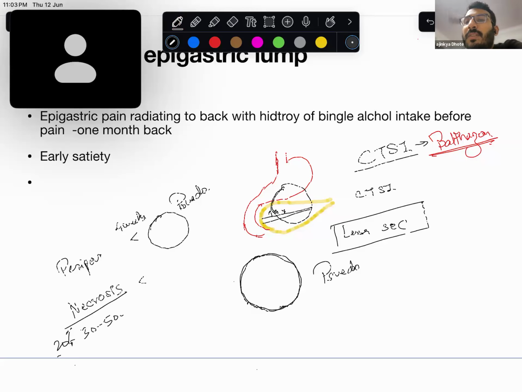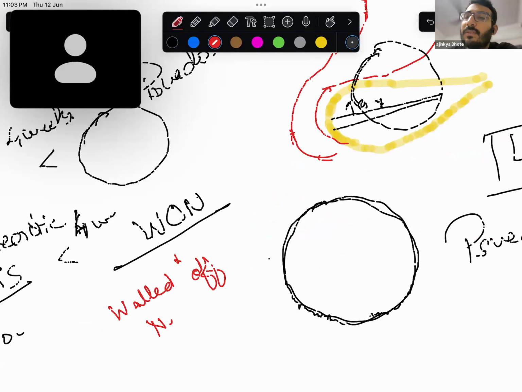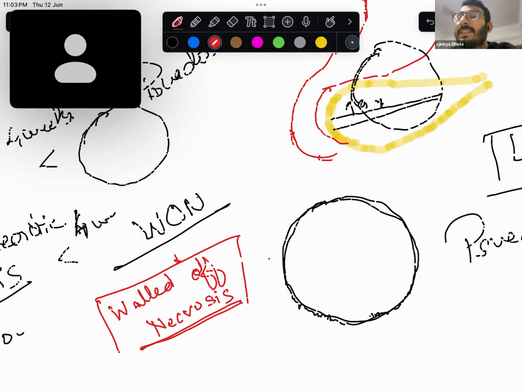Now, because we have already described fluid in a case of pancreatitis, that either it can be peripancreatic fluid or it can be pseudocyst. In the same way, if there's necrosis of the tissue, this is known as acute necrotic pancreatitis. But again, if this necrosis goes beyond a period of 4 weeks, this is known as WON. WON classically stands for walled off necrosis. You'll very commonly see this word whenever you are reading theory of pancreatitis.